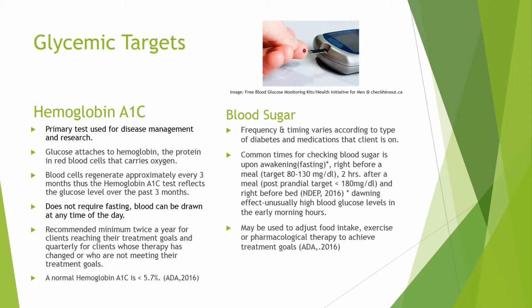Another method of verifying blood glucose level is through the finger stick blood glucose. The frequency and the timing varies according to the type of diabetes, type 1 versus type 2, and the medications that the client is on, insulin versus an oral anti-diabetic. Common times for checking blood sugar is upon awakening, right before a meal, with the target of between 100 and 130, 2 hours after a meal.